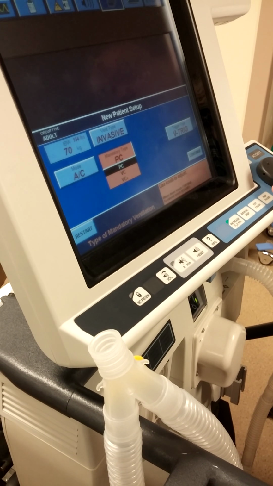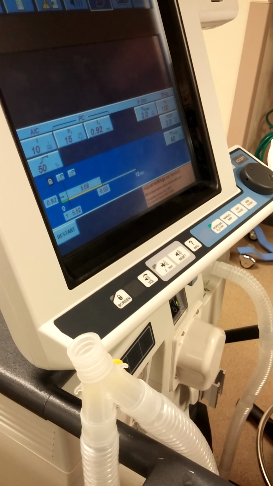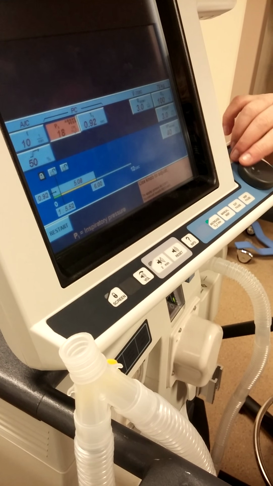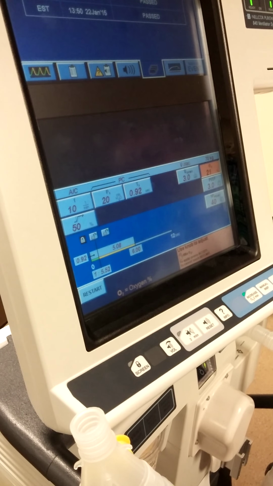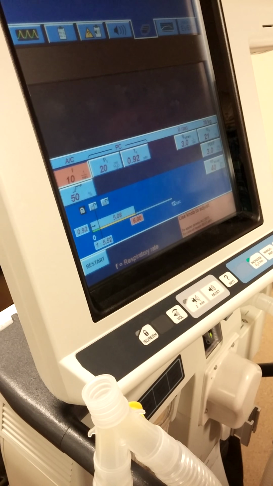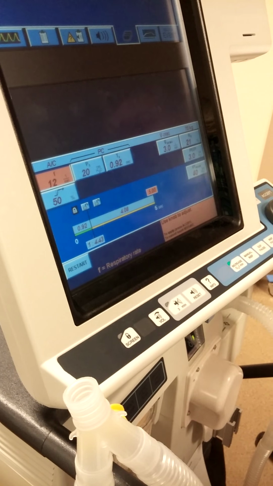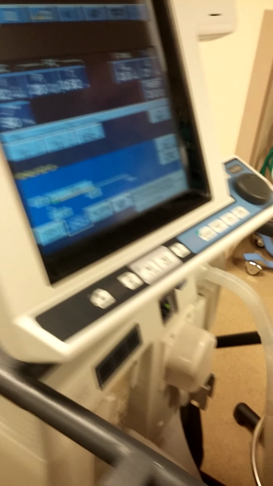Have them in pressure control, and I'm going to have them in assist control, pressure control. Let's put my pressure at 20, my baseline at 3. Turn off my oxygen. And you're going to give us all these numbers? No. Well, right now, I'm just kind of building this up. Okay. So go ahead and hook it up to the test lung.